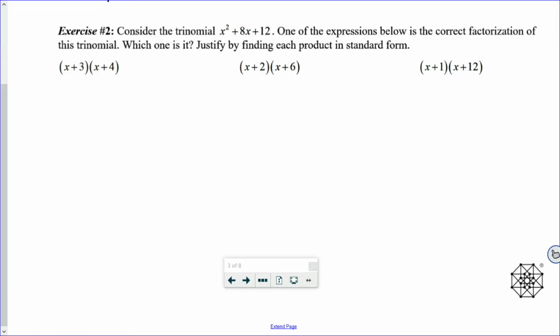Consider the trinomial x squared plus 8x plus 12. One of the expressions below is the correct factorization. I'm going to underline that word really quick. The correct factorization of this trinomial. Which one is it? Justify by finding each product in standard form.